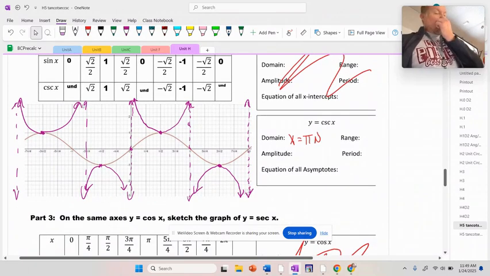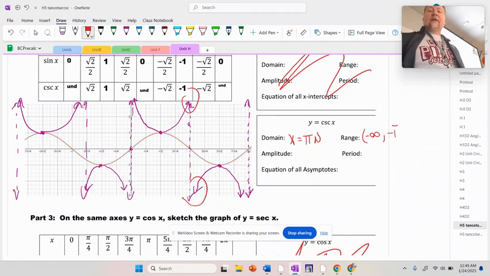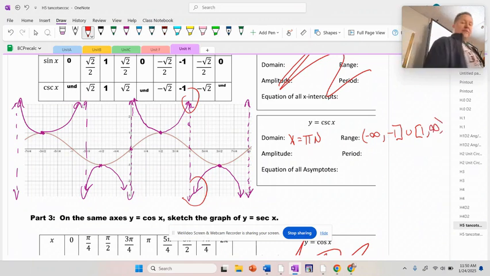NEZ. What's the range? What is the range of cosecant? Is 0 part of it? No. And where do these go off to? Infinity. So the range is really weird. It's negative infinity all the way up to negative 1, and then there's an interruption in the middle, and then 1 to infinity.